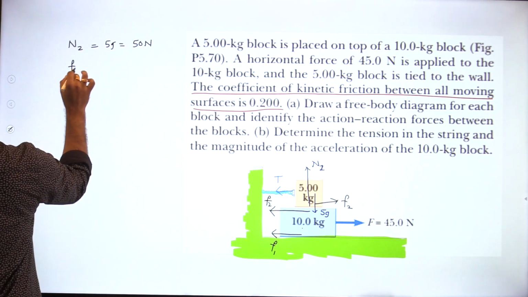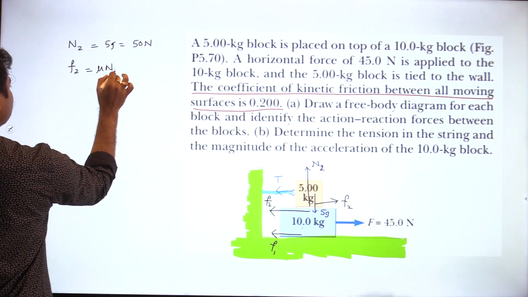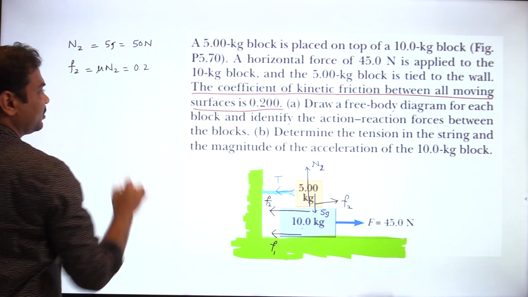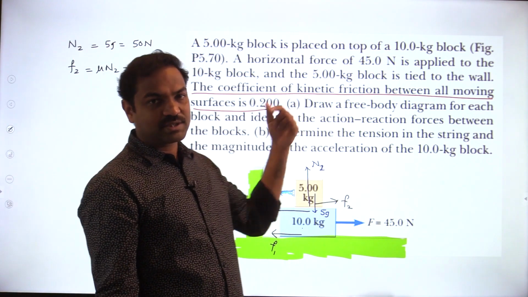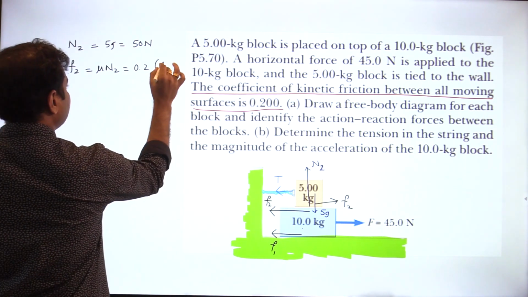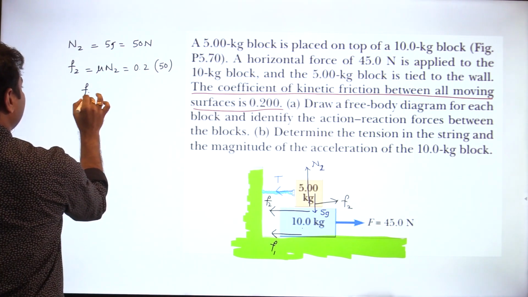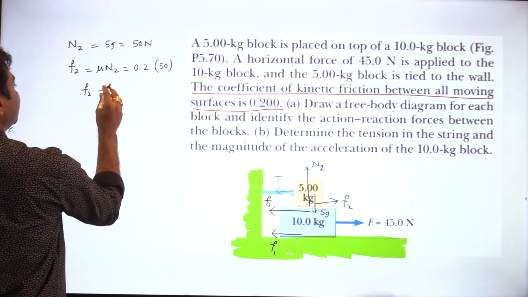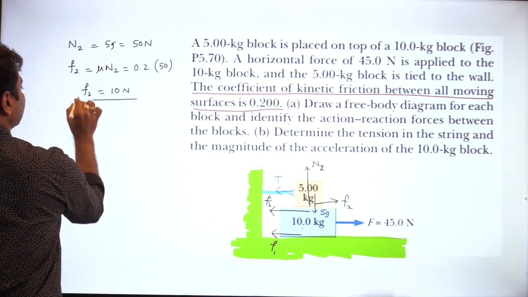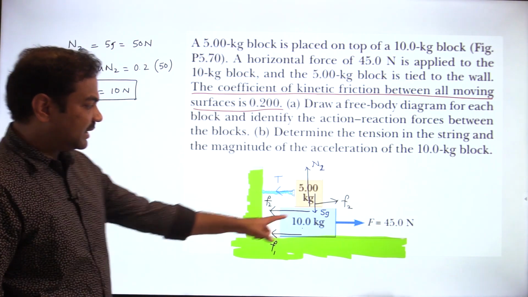Okay, then what F2 value can I write down? Mu into N2. What is the mu value? For all contact surfaces, the coefficient of friction is given as 0.2, into the normal reaction, which is 50. Then what does the F2 value come to? The F2 value comes to 10 Newton. F2 value is 10 Newton.